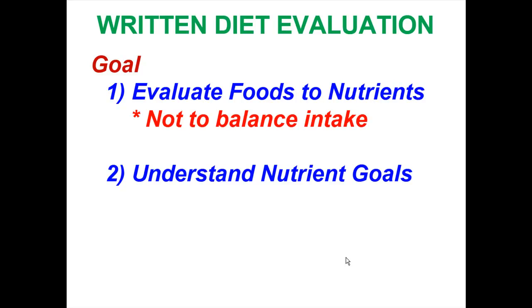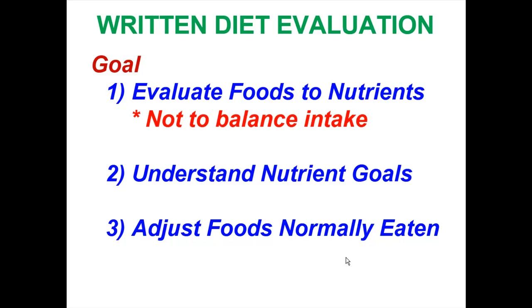Another thing that we hope to get out of this is to understand the nutrient goals. So after you get through, you should have a better handle on what the goals are for the vitamins, the carbs, the lipids, the sodium, and all that kind of stuff. That would be an important piece. And then the hope is that you won't have to make any major changes in what you normally eat. The hope is that you can use foods that you normally eat and make subtle adjustments to those, increasing or decreasing serving sizes to meet the goals.